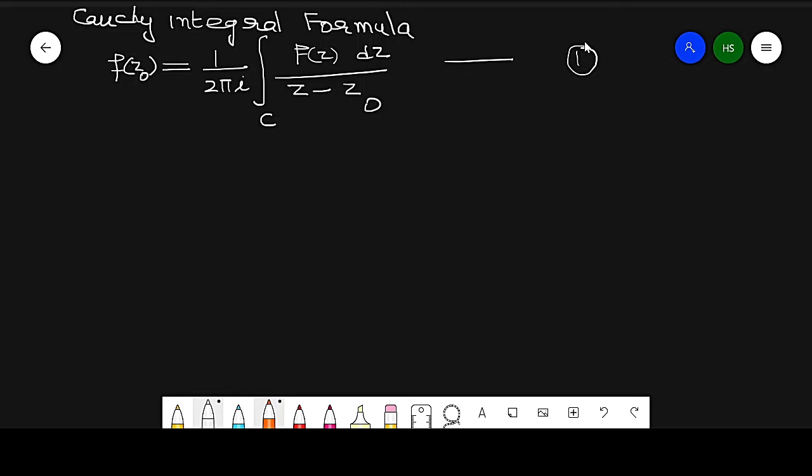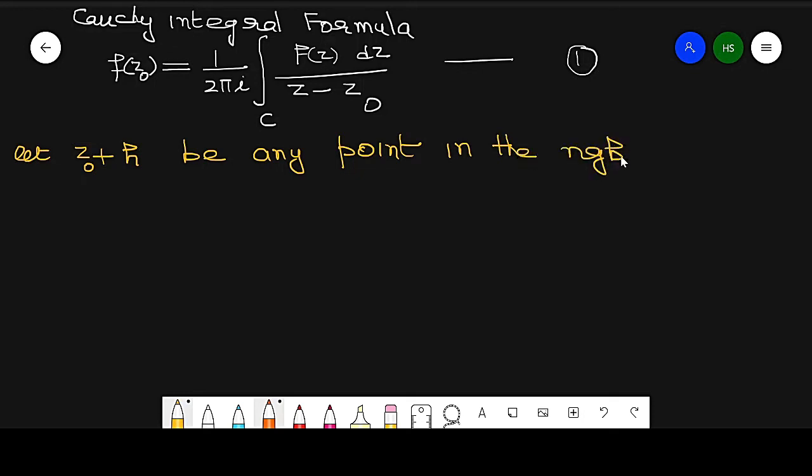So all conditions are satisfied. Now assume z naught plus h is any point in the neighborhood of z naught. So this is some point in the neighborhood of z naught. So just replace z naught by z naught plus h.